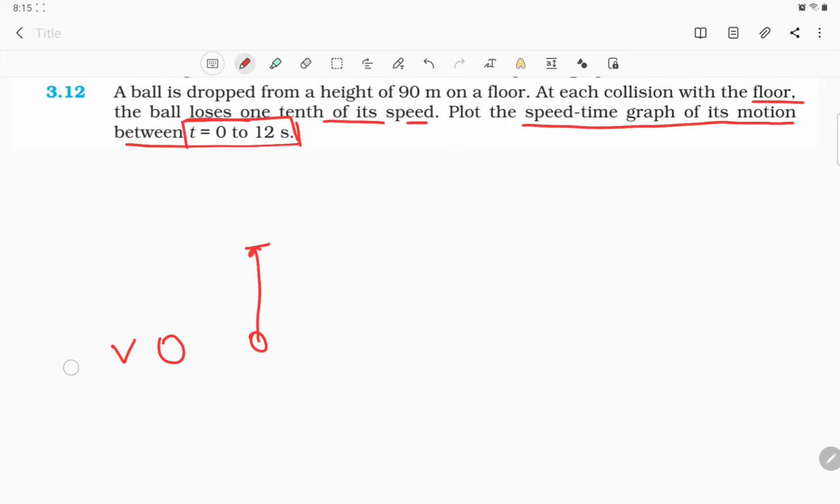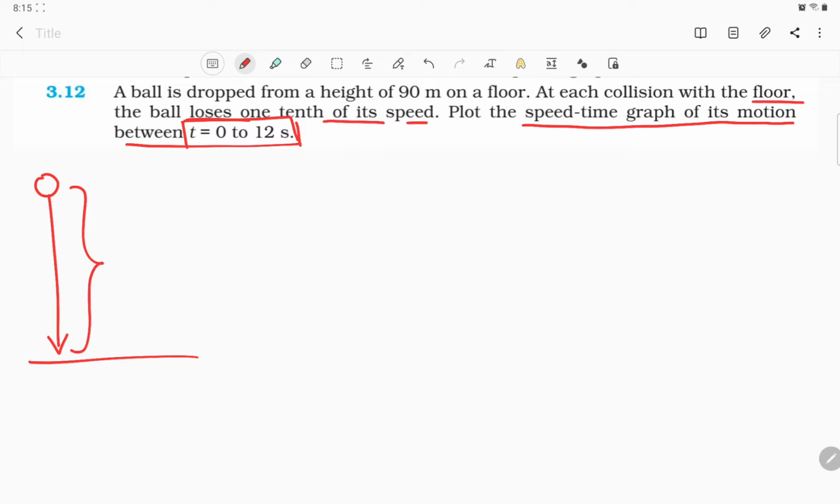First thing we have to do is calculate the time the ball is going to take when it falls down. So what is the time taken to cover this part of the motion? The height is equal to 90 meters, and u is given as 0. So we'll calculate from s = ut + 1/2 at².